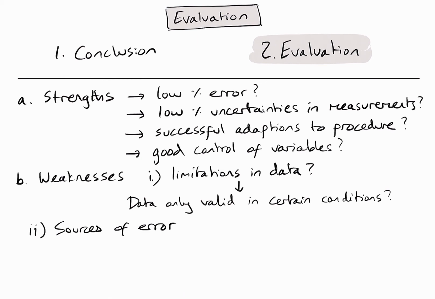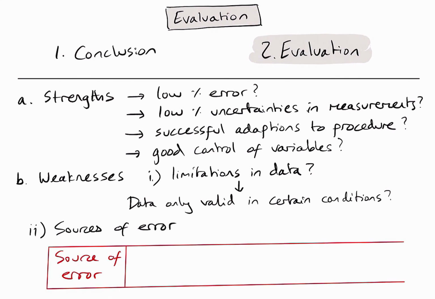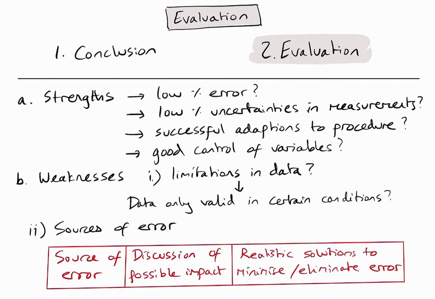The column headings in your table might be the source of error, a discussion of how this source of error may have impacted your results, and then a consideration of realistic ways that you could minimize or eliminate this source of error in future experiments. Suggestions like completing your experiment in a vacuum or at 700 degrees Celsius are likely to be considered as unrealistic.